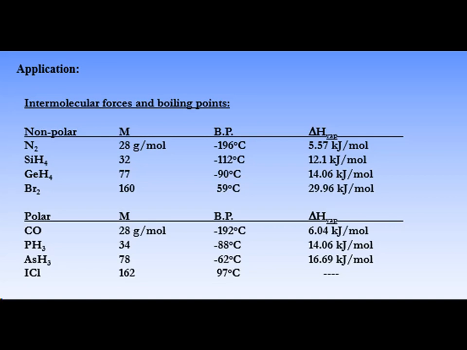If you look at SiH4, the second nonpolar compound, and phosphorus trihydride, the second polar compound, they have similar molar masses, 32 grams per mole versus 34 grams per mole. And yet phosphorus trihydride has a much higher boiling point and a higher enthalpy of vaporization. Again, this dipole-dipole force that polar molecules display and nonpolar molecules do not makes it harder to boil, to separate into the gas phase, polar molecules as compared to nonpolar molecules.